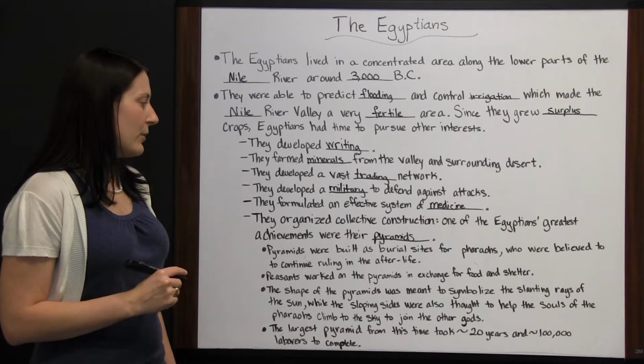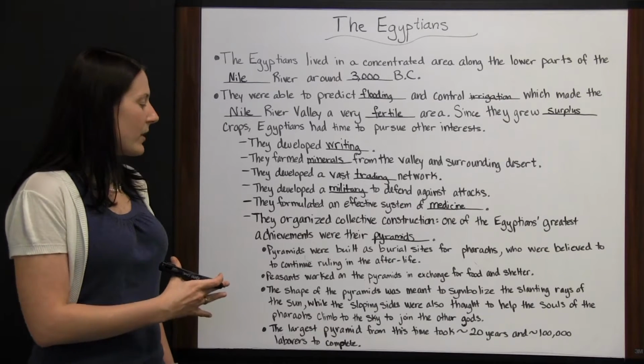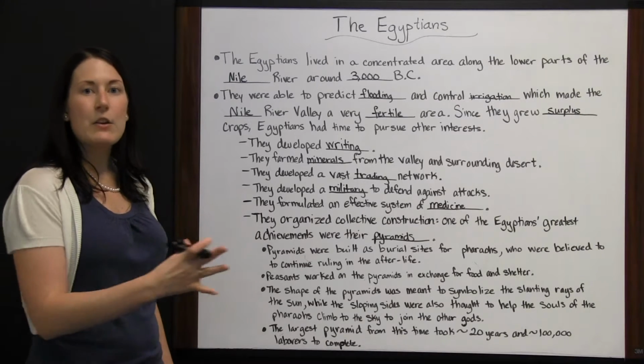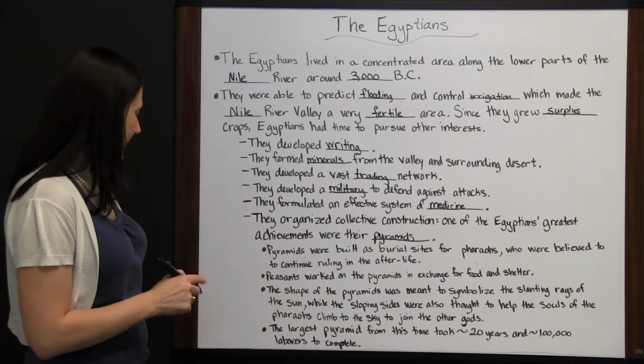So for people who maybe didn't have their own area of land, people who wanted these pyramids built would say, okay, you come build on the pyramid, we'll feed you and make sure you've got a place to live.